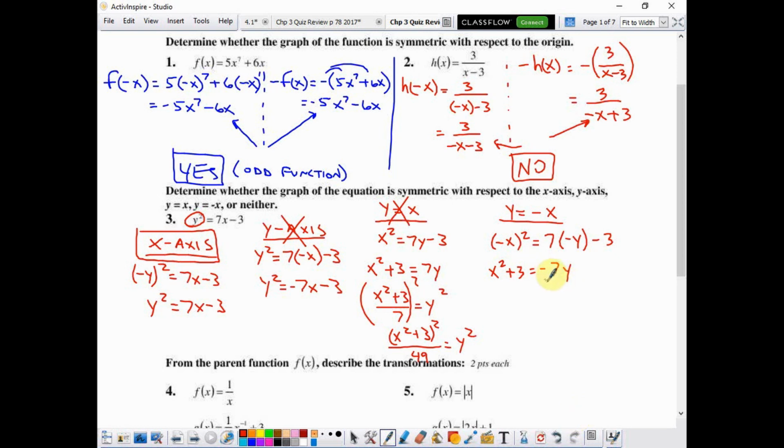So I'll divide both sides by negative 7. x squared plus 3 over negative 7 equals y. Then I'm going to square both sides, so now I've got my y squared that I was looking for to match this. So I get x squared plus 3, quantity squared, over 49 equals y squared. One side matches the original, the other side does not match the original. There is no symmetry about y equals negative x.